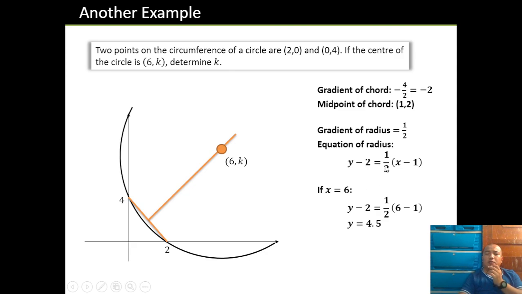Y is equal to 1 half x minus 1 half plus 2. 1 half plus 2 is what? 2 and a half, 5 halves. So now if x is equal to 6, what is y? 4.5. Yes, 4.5, okay.